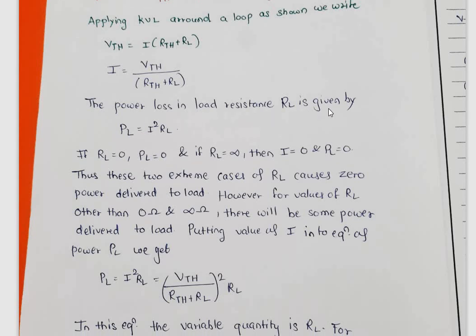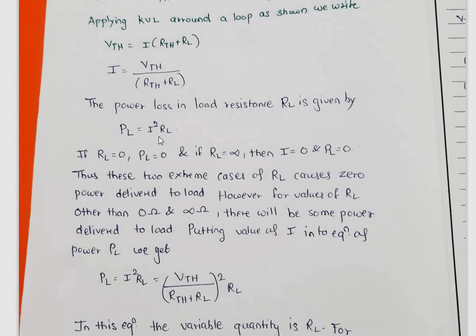The power loss in the load resistance RL will be given by PL is equal to I square RL, or it will be V into I. Now, if RL is equal to 0, then PL is equal to 0. And if RL is equal to infinity, then I is equal to 0, and then also PL is equal to 0. This is a very important fact.